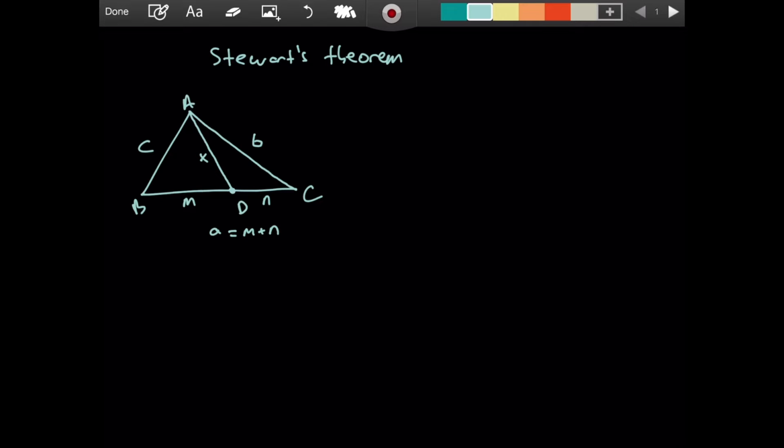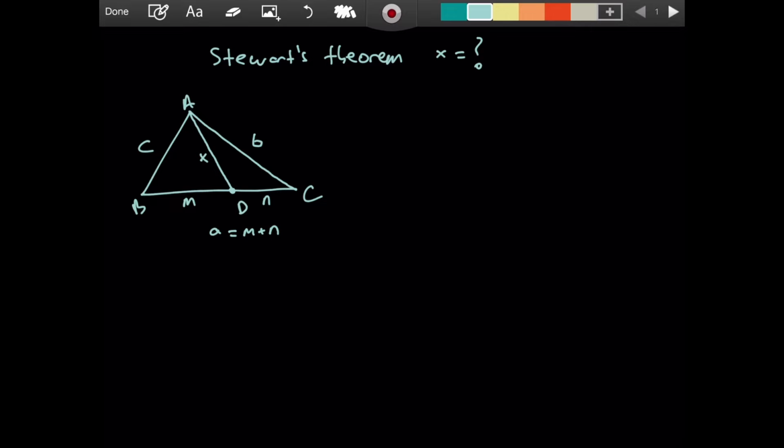Now, okay, so we're basically saying what is x in terms of all of these lengths. And this theorem is very helpful because you don't need to deal with any angles. You just focus on the lengths of the sides of the triangle, and you're good to find x. Cool? Okay, so how can we do this?